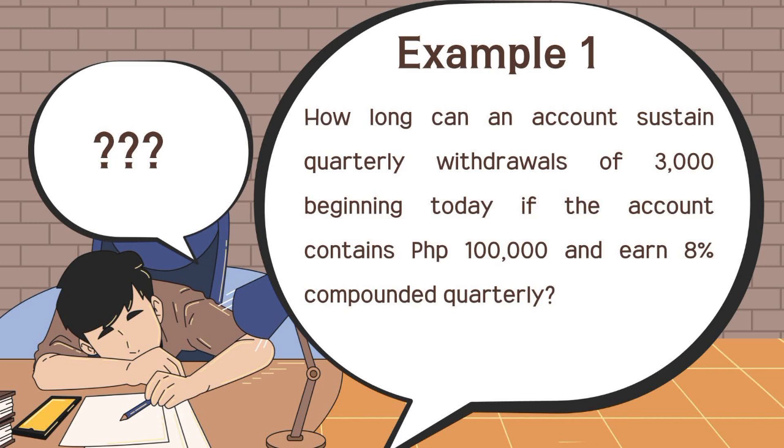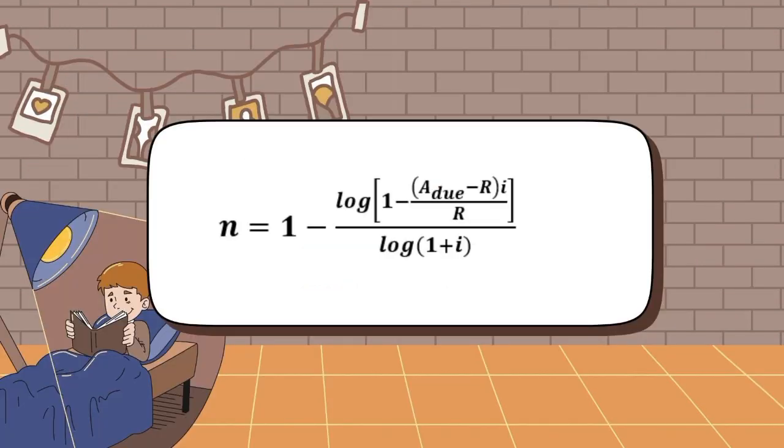Since the problem asks for the number of payments or periods, or how long it will take to reach a certain amount, we will use this formula to find n. So we have n = 1 − log[1 − (A_due − R)/R × i] / log(1 + i).